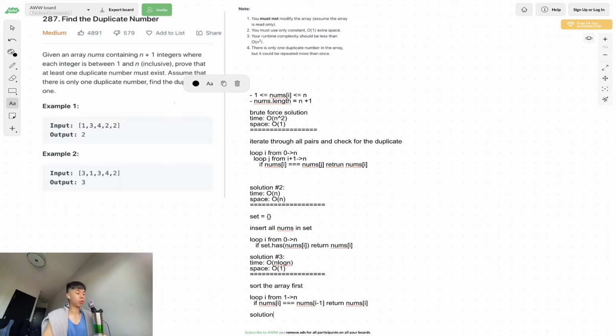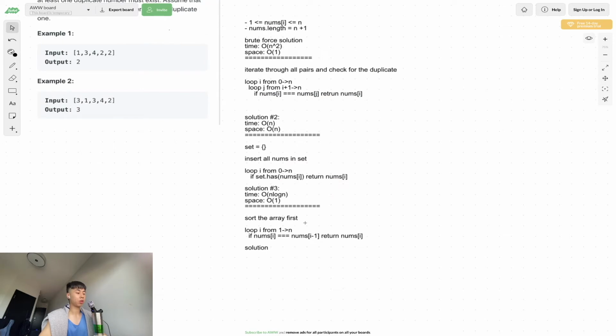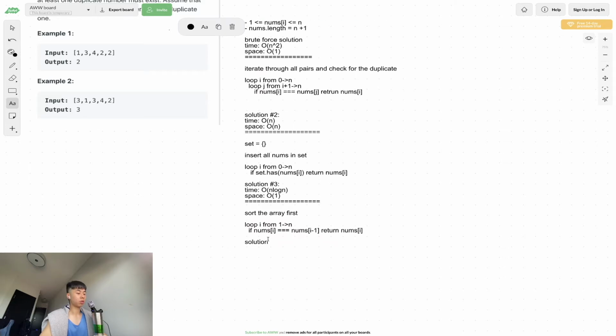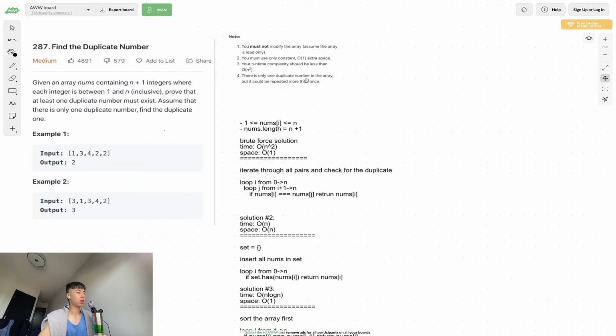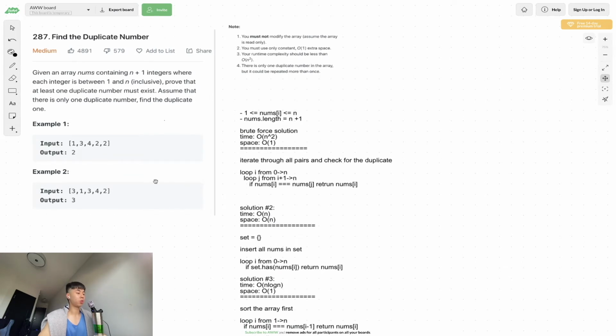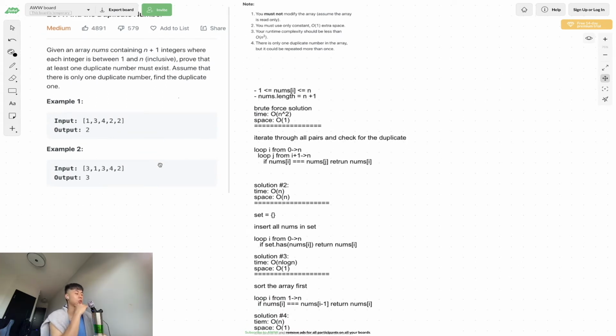Now I believe there's another solution, because we aren't using the fact that the range of the input is between 1 and n. I believe we can do something like O of n with constant space if we were to use some sort of cyclic sort. But the thing is, we cannot reuse the array. It's read only, so this function is non-destructive.